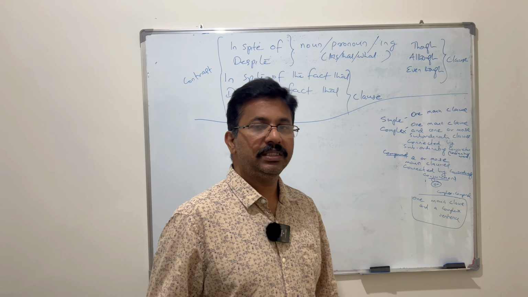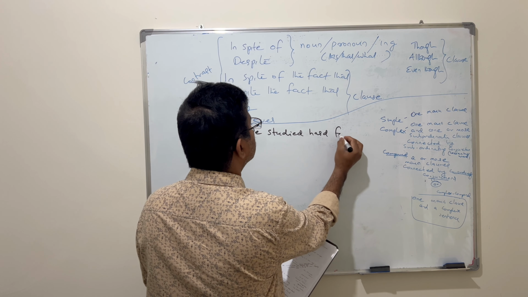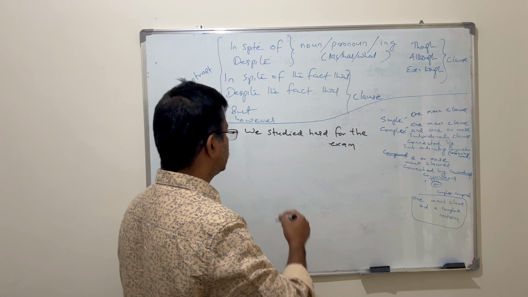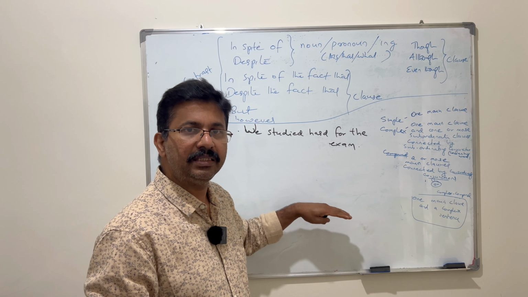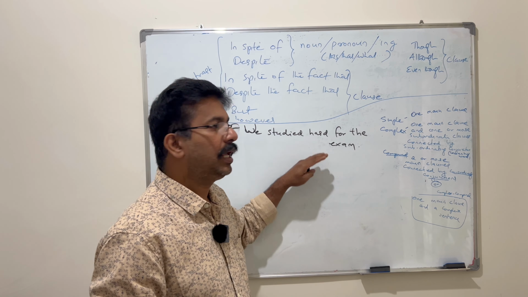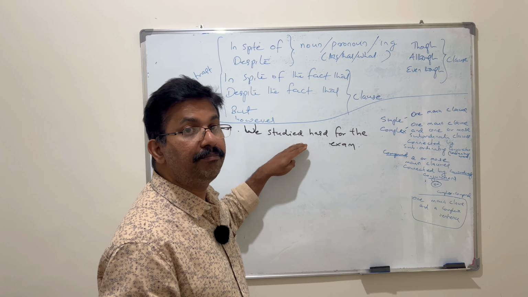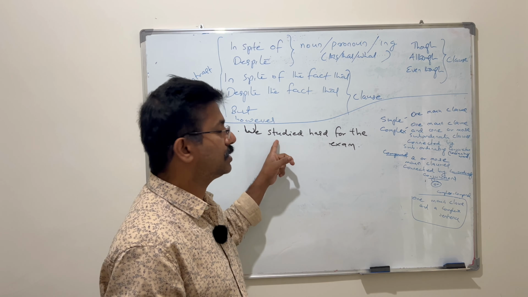We will begin with the example sentence for a simple sentence. Look at this example. We studied hard for the exam. There is a full stop here, and a full stop here. Between two full stops, we have written a main clause. We is the subject, studied is the verb, and this is one main clause. This is independent, it can stand alone between two full stops, and this is only one main clause, so this is a simple sentence.